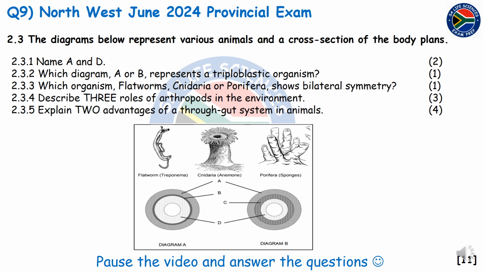And finally, in diagram A, we have a body plan, and we see that there are 3 layers, and the middle layer of diagram A is a jelly-like layer. That means it is a diploblast. In diagram B, we also see 3 body layers. However, the middle layer here is a mesoderm. So this must be a triploblastic animal. Right, I'd like you to pause the video and answer the questions.